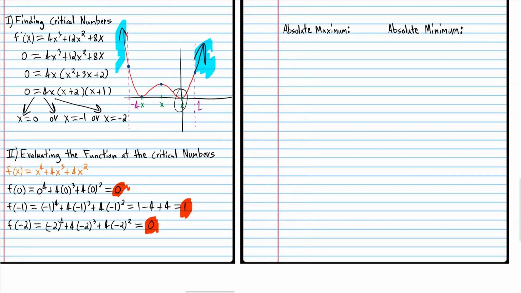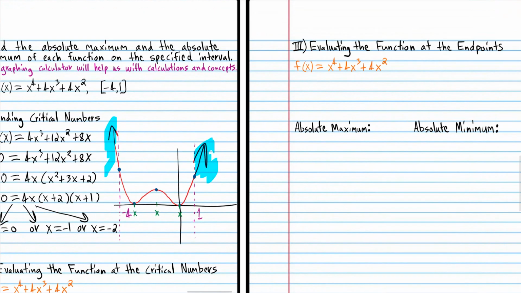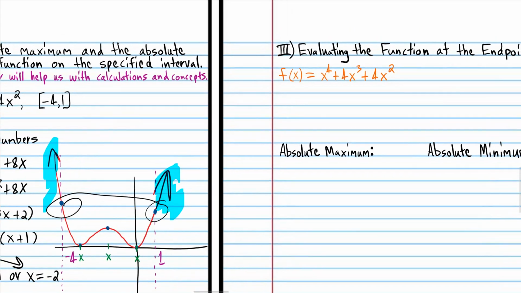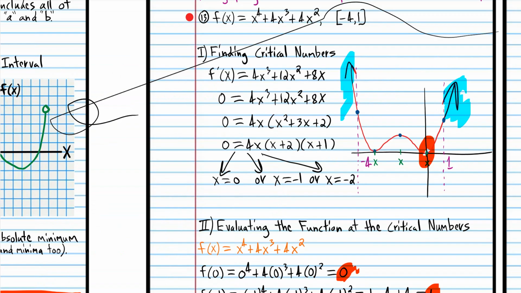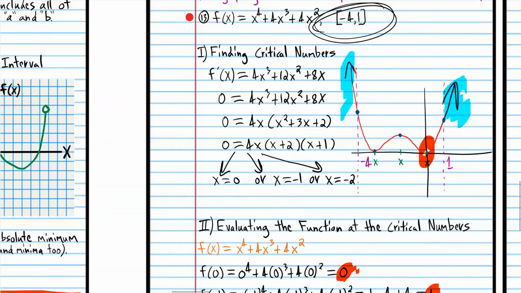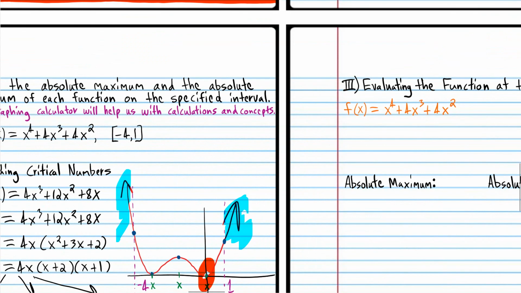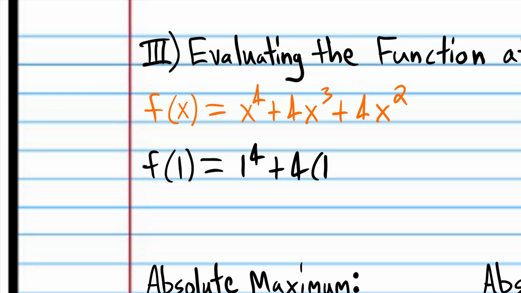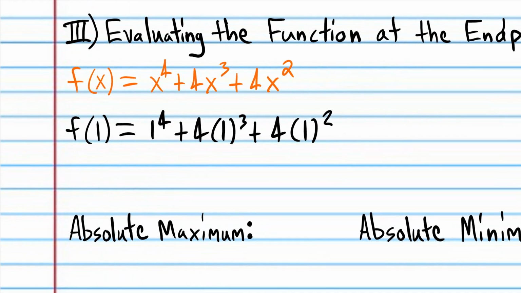But so we're going to check the endpoints now. We're going to check these points. We haven't checked those. So these x values over here are the x values of the endpoints. So we're going to plug in 1, and we get 9.